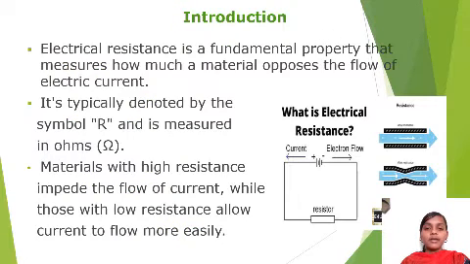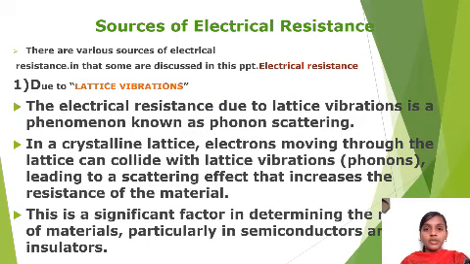Introduction. Electrical resistance is a fundamental property that measures how much a material opposes the flow of electrical current. It's typically denoted by the symbol R and is measured in ohms. Materials with high resistance impede the flow of current, while those with low resistance allow current to flow more easily. Next we are going to sources of electrical resistance.